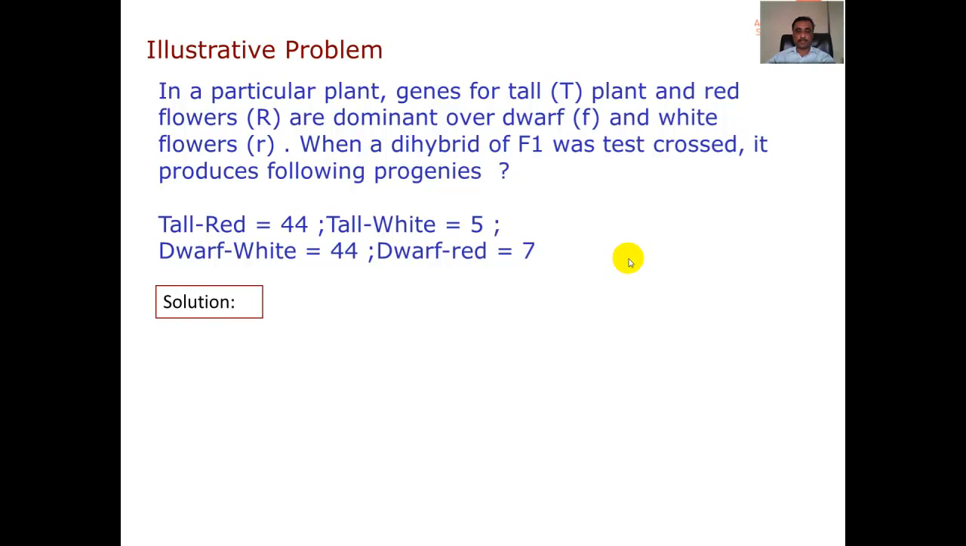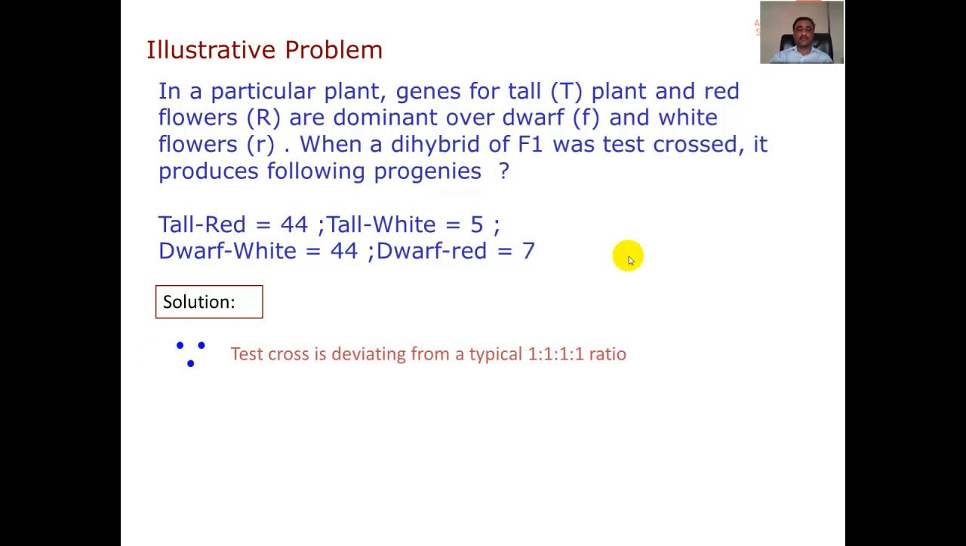That is the question. Now the moment you see this question, the very first question you have to ask is, which number is more? The number which is more is by default a parental one. So here tall red and dwarf white is the parental one. Which is less? The number which is less is the recombinants. So tall white and dwarf red is the recombinants.